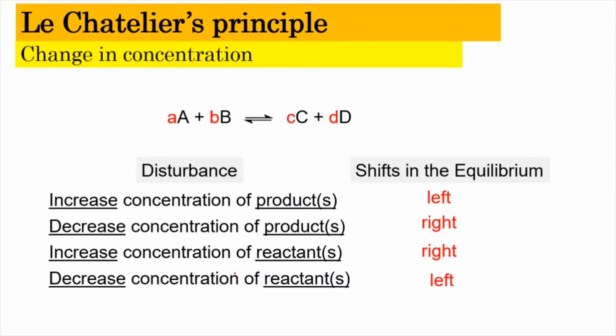All right. And here is the summary for the change in concentration when it becomes a disturbance. So let's say you're going to increase the concentration of one of the products. Let's say you want to increase the concentration of the C.